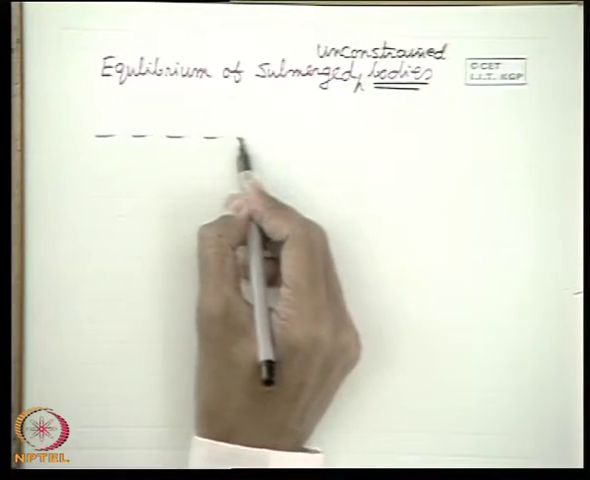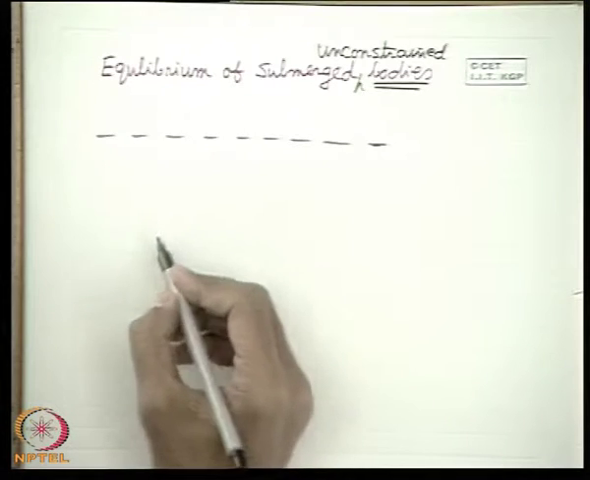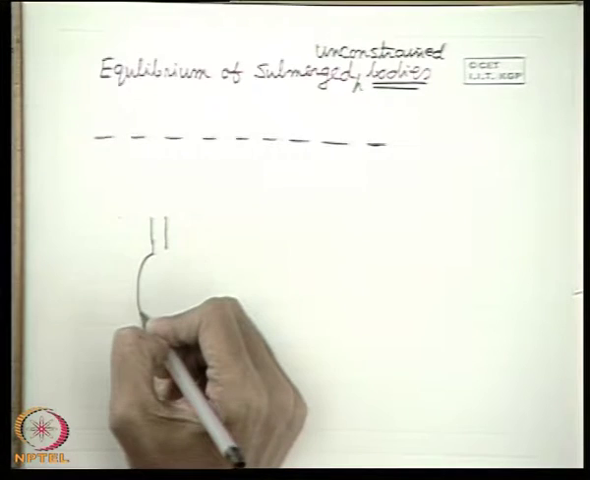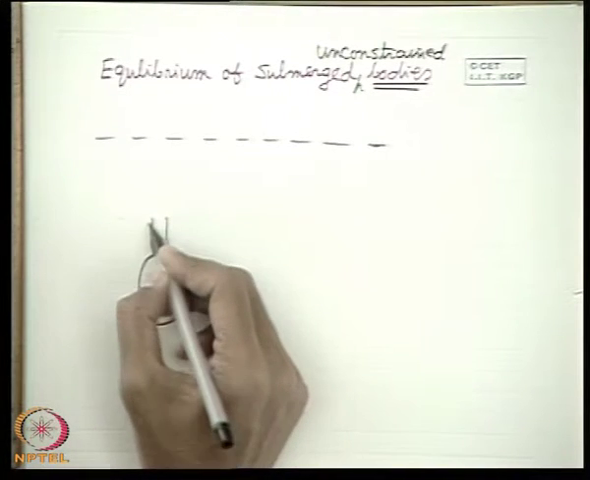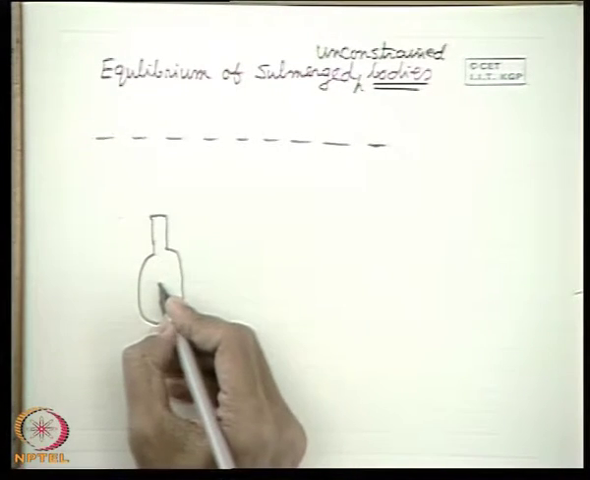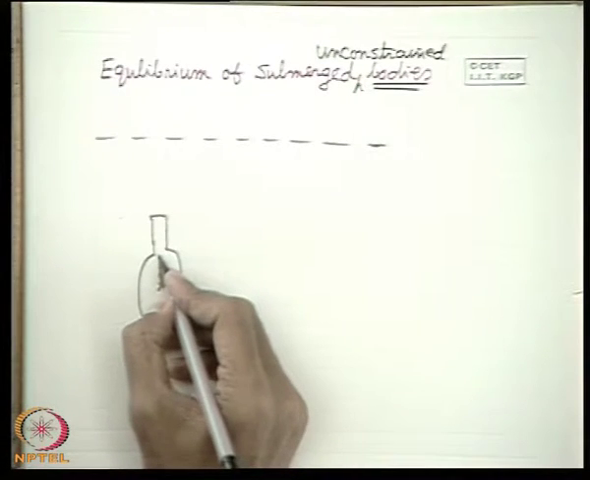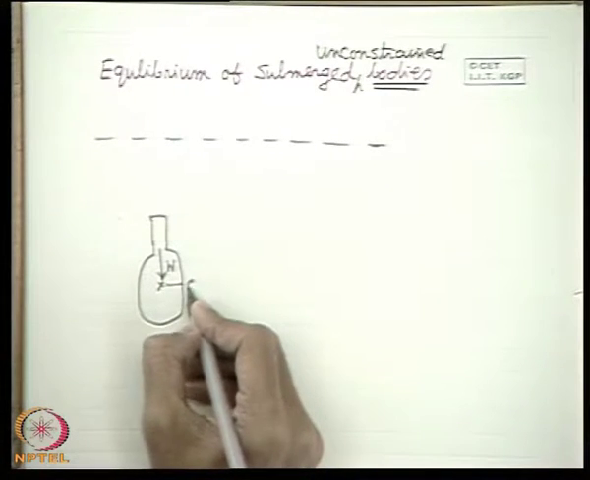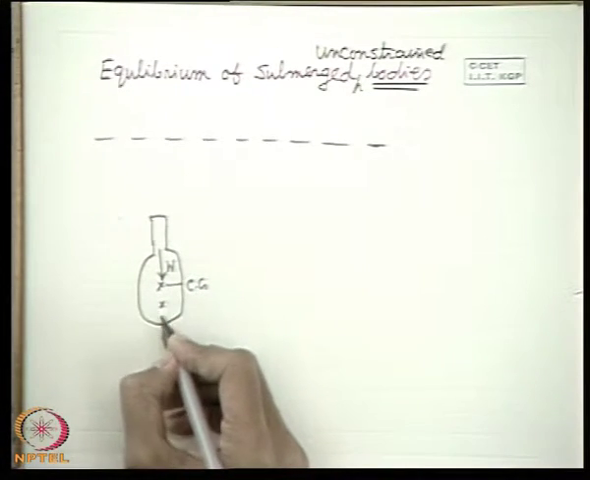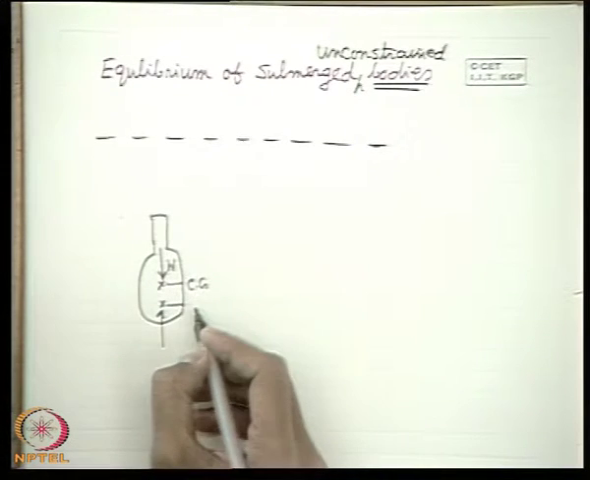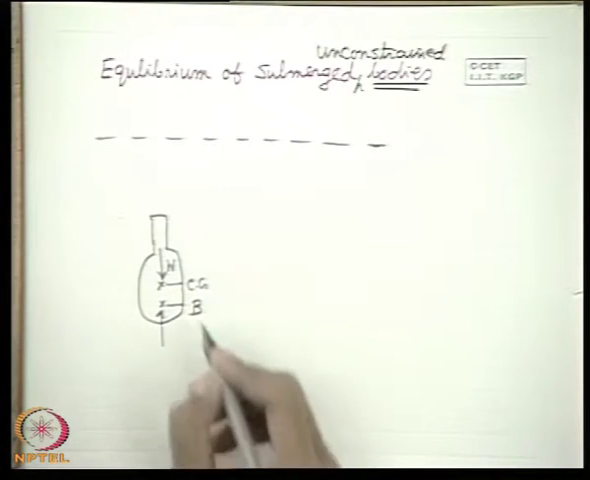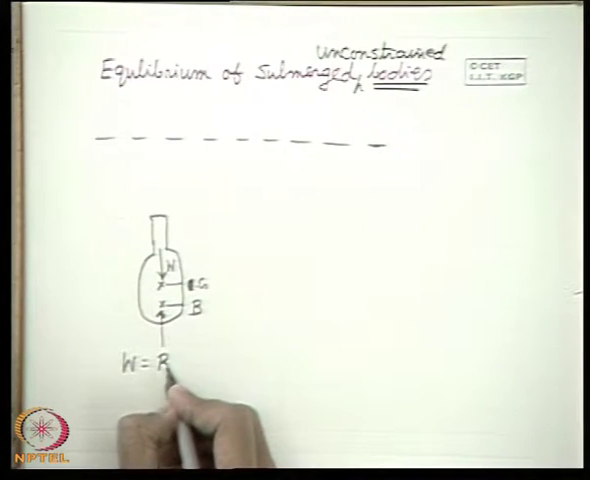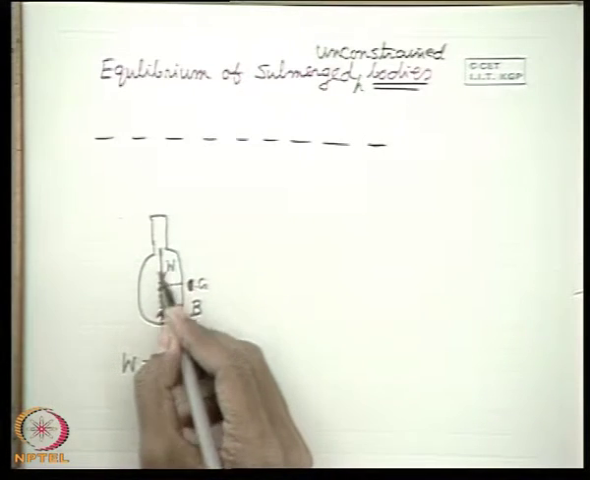So, now you see what happens. Let us consider a body like this. Now, the condition of equilibrium is that the weight acts from its CG, let us call it G, and the buoyancy force acts through the center of buoyancy, let us call it B. They have to be equal, W is equal to B, and they should be collinear.